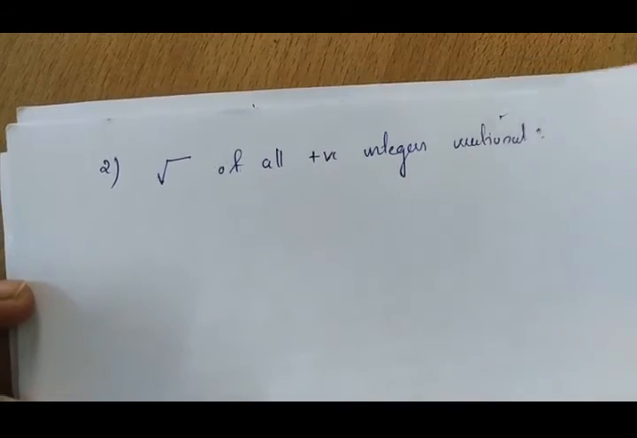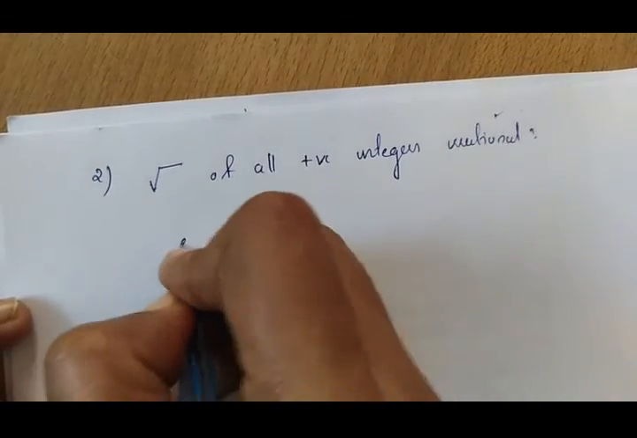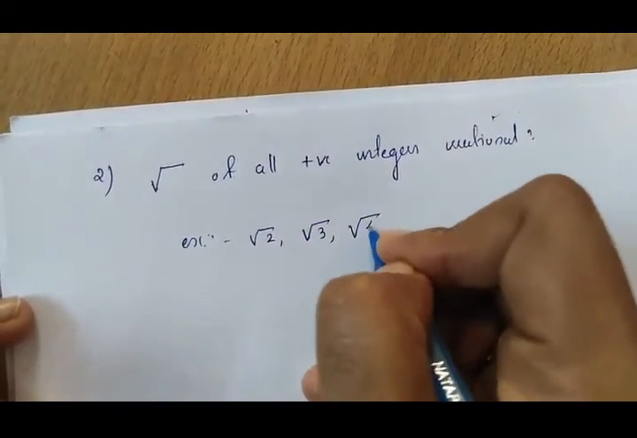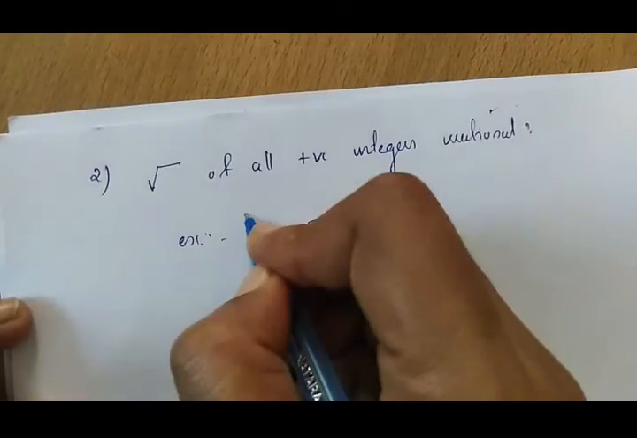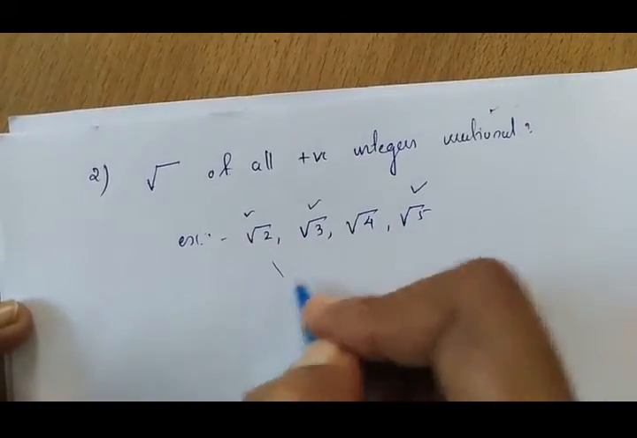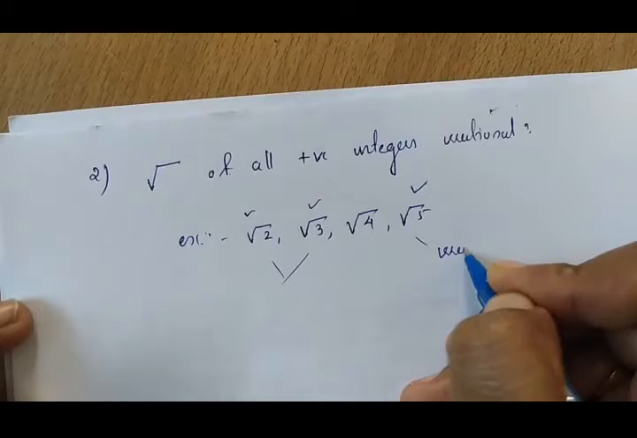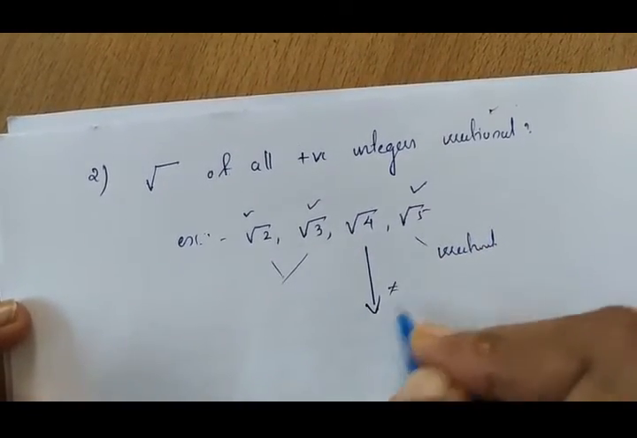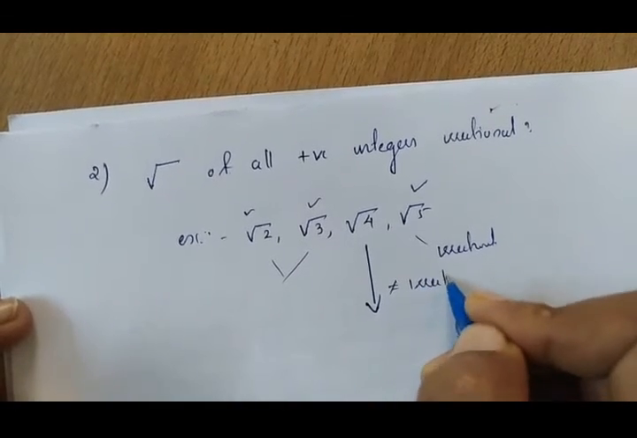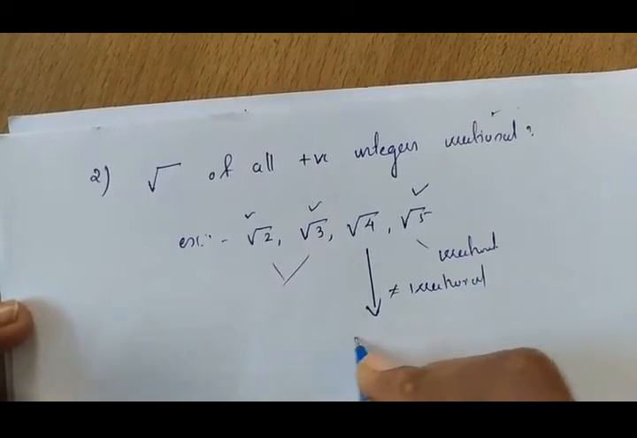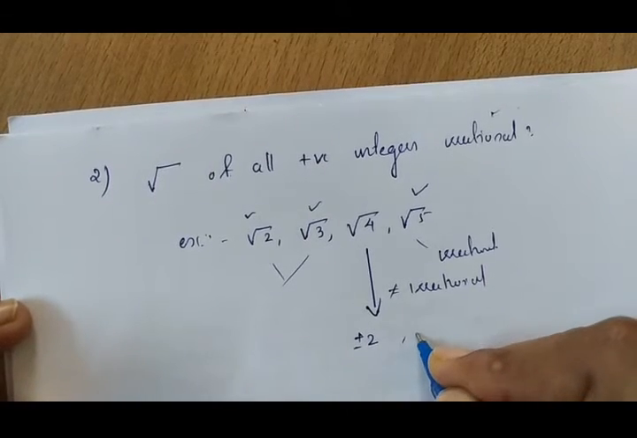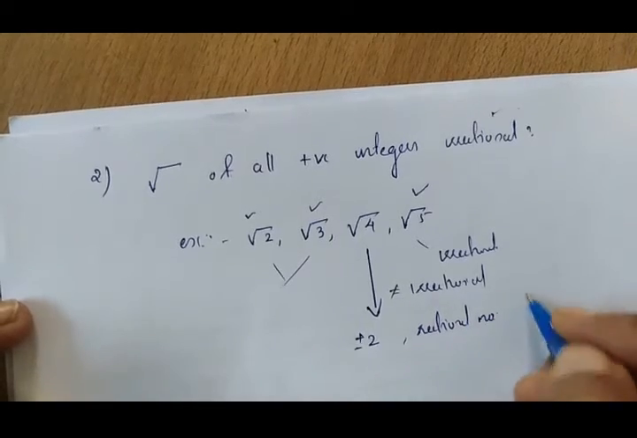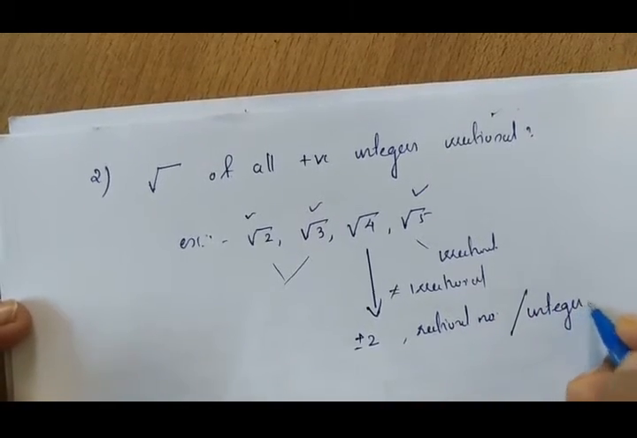So, are the square roots of all positive integers irrational? Consider some examples. Root 2, root 3, root 4, root 5. Root 2, root 3, root 5 are irrational numbers. But root 4 is not an irrational number. The result is plus or minus 2, which is a rational number, or integer.